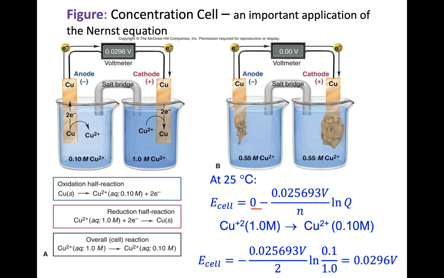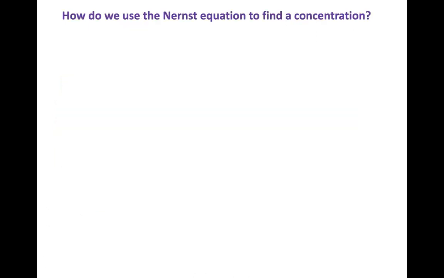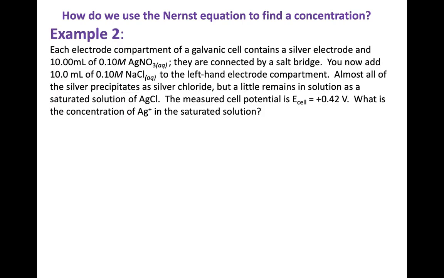How it's often used is in the next example, and that is to find the concentration of an unknown substance. Okay, so how do we use the Nernst equation to find concentration? And this is a very useful application. So in this question, we have a slightly different system. Now each electrode compartment of a galvanic cell contains a silver electrode and 10 milliliters of 0.1 molar silver nitrate. So remember that silver nitrate is soluble, so that means I'm going to have 0.1 molar silver ions and 0.1 molar nitrate ions, right? Because that is going to break apart into its two ionic components. And those two are connected by a salt bridge.